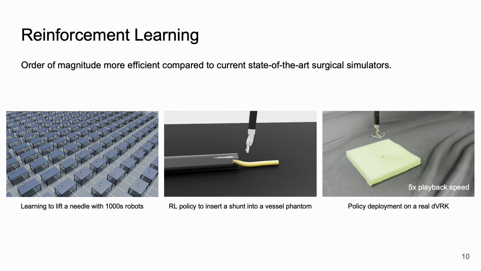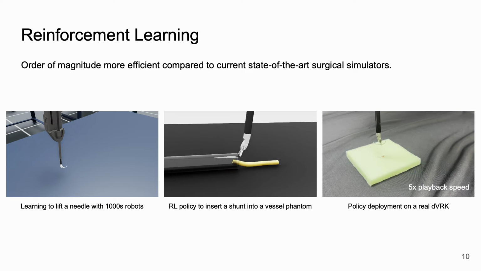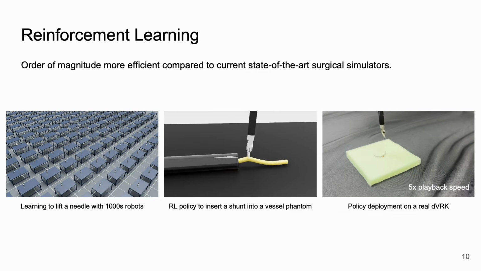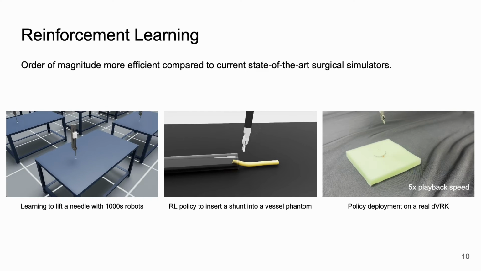The left video shows training almost 4,000 robots learning to lift a suture needle. The middle video shows a trained model inserting a deformable shunt into a vessel phantom. Although it shows a proof of concept RL policy to solve a tube insertion task, more work can be explored into minimizing deformation or applied force on the tube body. The right video shows the inference of an RL policy trained only in simulation for grasping and lifting a surgical needle on a real dVRK robot, which shows the transferability for real-world policy deployment.